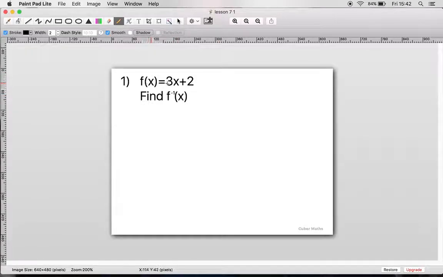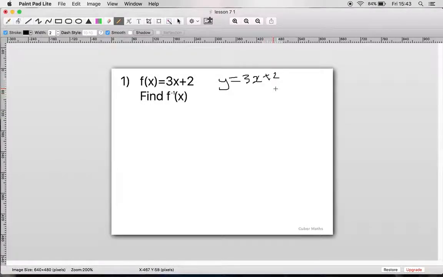So here we're told that f(x) is equal to 3x add 2, and it wants us to find the inverse of f(x). So f(x) equals 3x add 2 is basically saying y is equal to 3x add 2. In the inverse function, we want to get this equation equal to x, not equal to y. So for that, we're going to rearrange the formula.